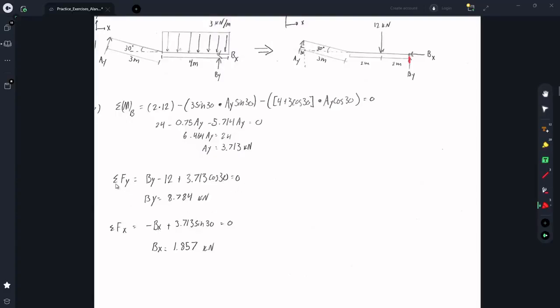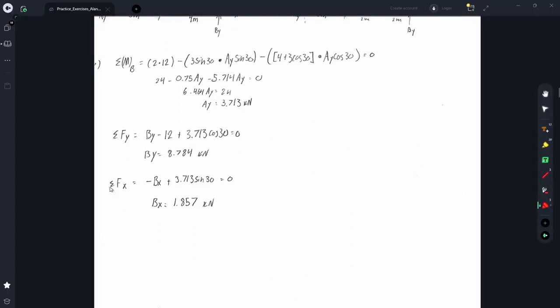And the rest is easy. I used the sum of the forces in the y direction first, which is just By minus 12, and then plus this component of AY, which we can get with cosine 30. And then adding all those together to solve for By, we can get 8.784 kilonewtons for B sub y.